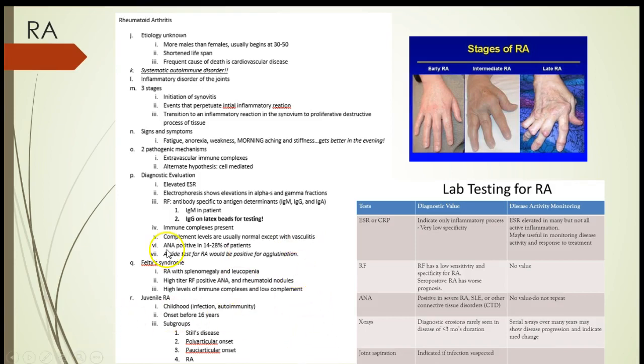Then we have a couple different types of RA. We can have Felty syndrome, which is RA with a splenomegaly and leukopenia. You can have a high titer rheumatoid factor, positive ANA and rheumatoid nodules, and a high level of immune complexes and low complement. So that's pretty serious. And then a really sad one is juvenile RA.